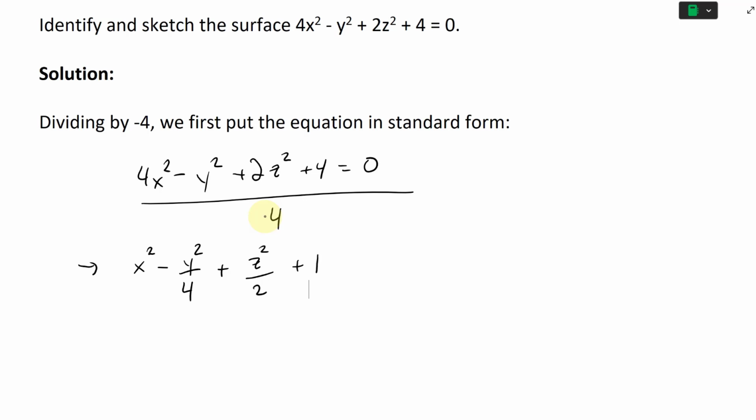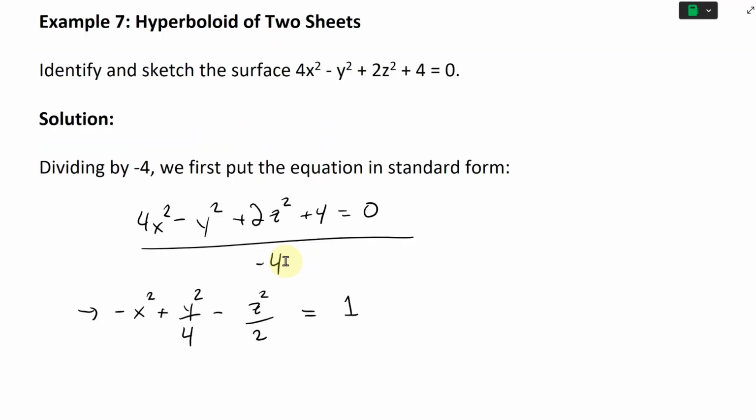Like that. And actually, we wanted to divide by negative 4. So we put negative 4 instead, because we're going to move this over and we want a positive 1 there. So this is going to be negative plus negative, and then this one's going to be negative 1, so we'll move it over to the other side, equals 1. So negative 1, move it over, and we get that. So there is the standard form there.